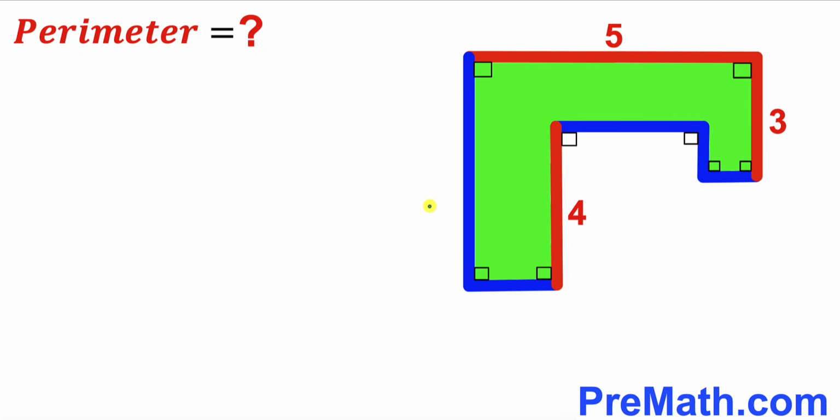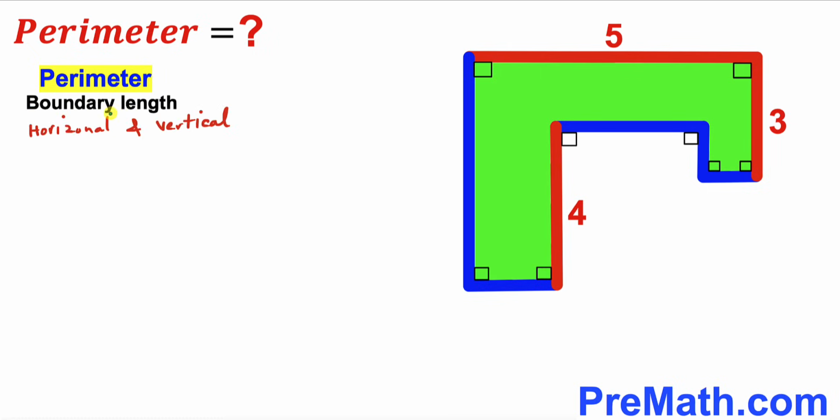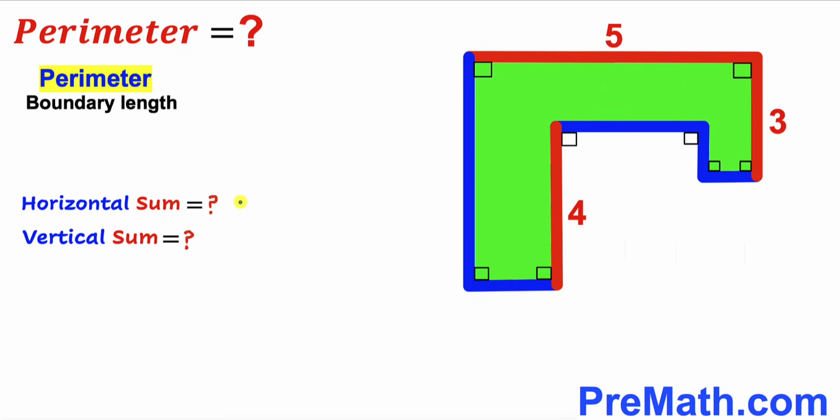Let's go ahead and get started, and here's our very first step. Since we are interested in calculating the perimeter of this given green shaded polygon, let's recall the definition of perimeter. It is simply the sum of the boundary length. In other words, the sum of horizontal segment lengths and likewise the sum of vertical segment lengths as well. So our task is to calculate the sum of the horizontal segment lengths and the sum of the vertical segment lengths. When we add these two sums, that is going to give us the perimeter of this polygon.